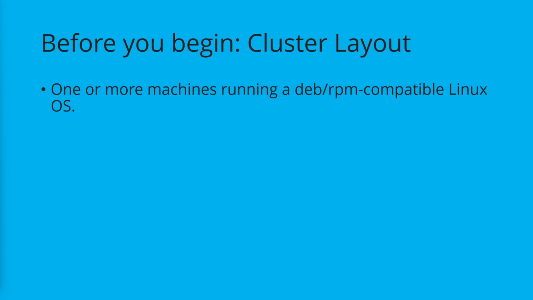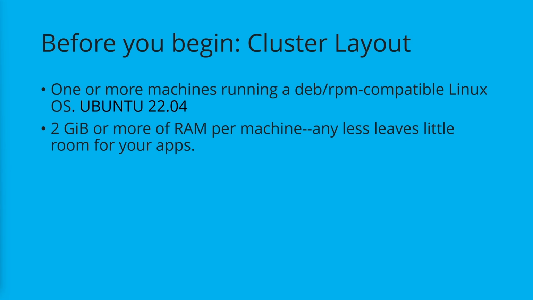For Kubernetes, there are a few requirements that we have to have in order to run it. One is that our machines have to run Debian or an RPM-compatible Linux OS. For us, this is going to be Ubuntu 22.04. The next one is that we have to have at least 2 gigs of RAM or more per machine, as any less leaves little room for your apps to run. So for us, we're going to put 4 gigs on the control plane and 16 gigabytes for our workers.